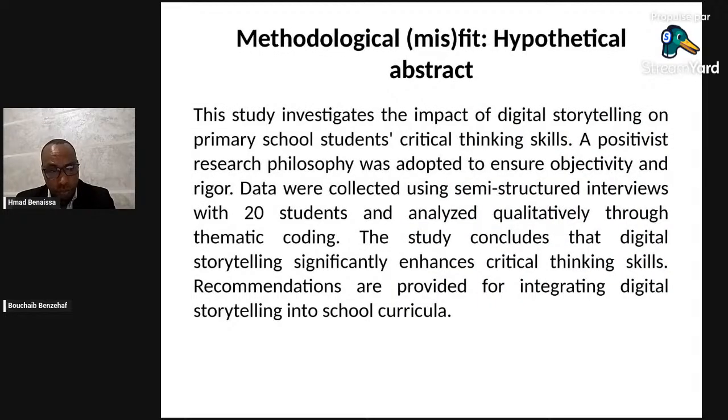Methodological fit or misfit: we look at a hypothetical abstract. I want the audience to read the abstract and decide if there is methodological fit or methodological misfit. So about 20 seconds, and we'll comment on the abstract.